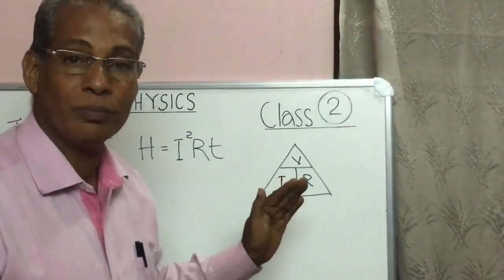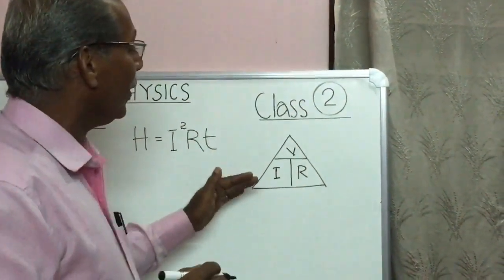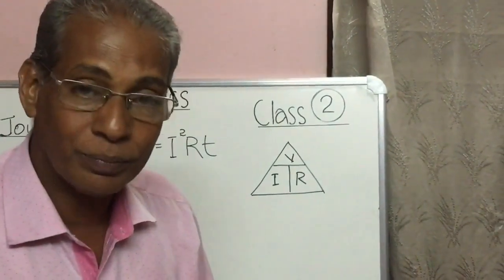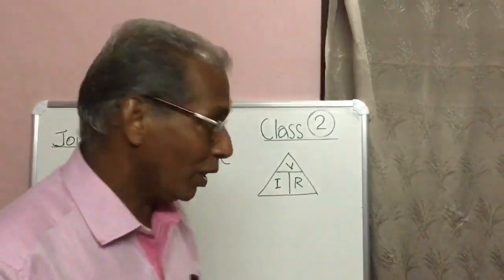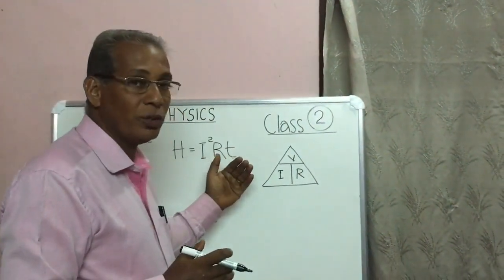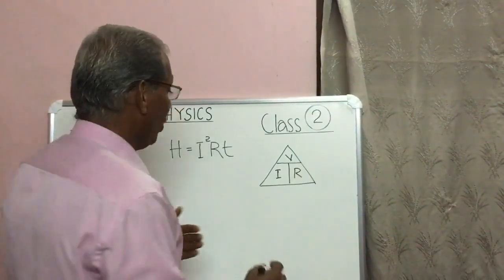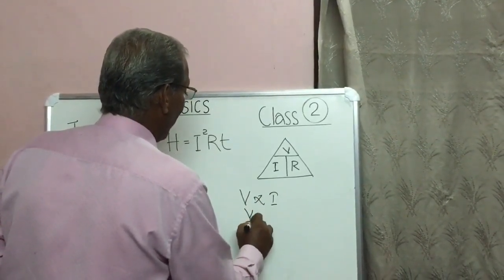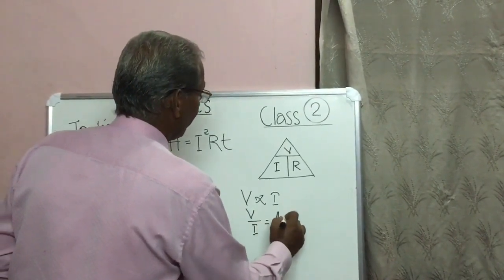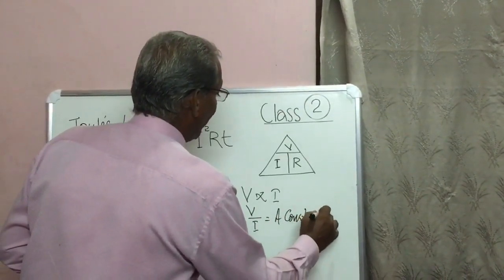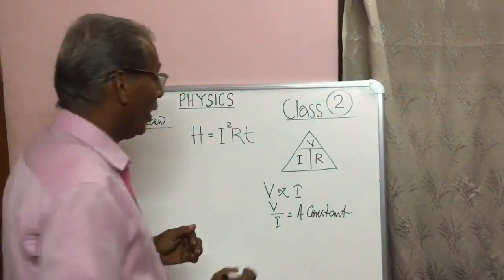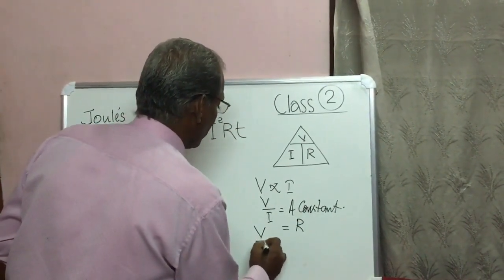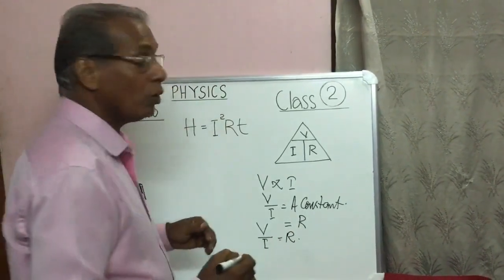What Ohm's law says is, in a current carrying circuit, voltage and current are directly proportional. That means if voltage is increased, current is also increased. V proportional to I, or we can write V by I is a constant. And this constant is termed as the resistance of the conductor, R. So we can write V by I is equal to R. This is called Ohm's law.